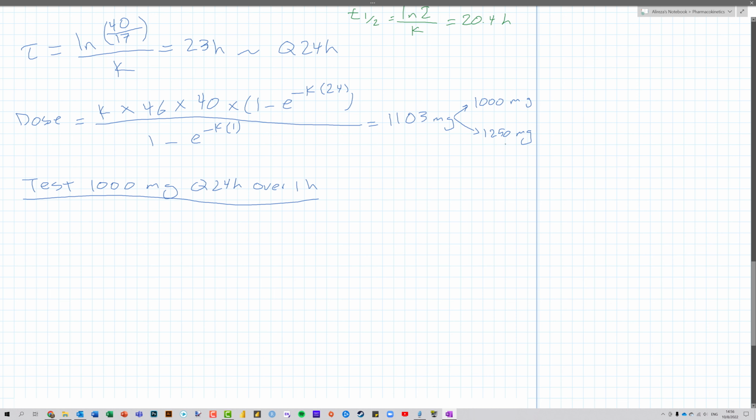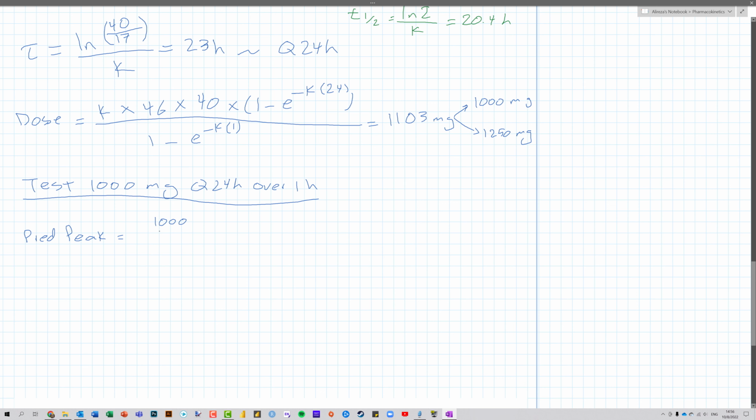Because if you do the 1250 milligram first, your time of infusion would have to be 1.5 hours. That's going to make the math more complicated. So, I'm going to start with this one first, and hopefully it will work out. So I want to see what would be the predicted peak using this regimen.